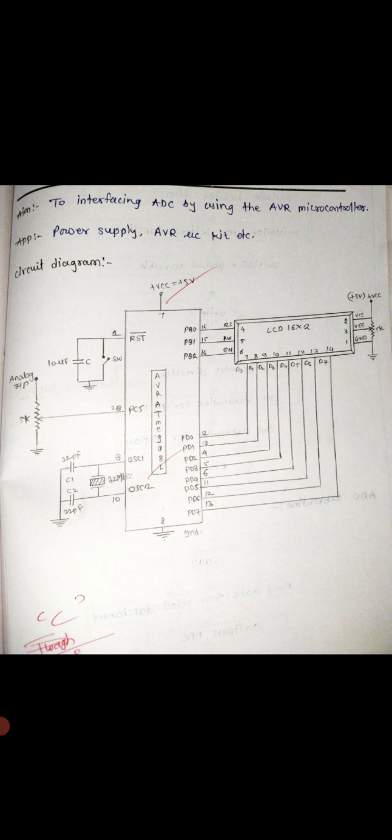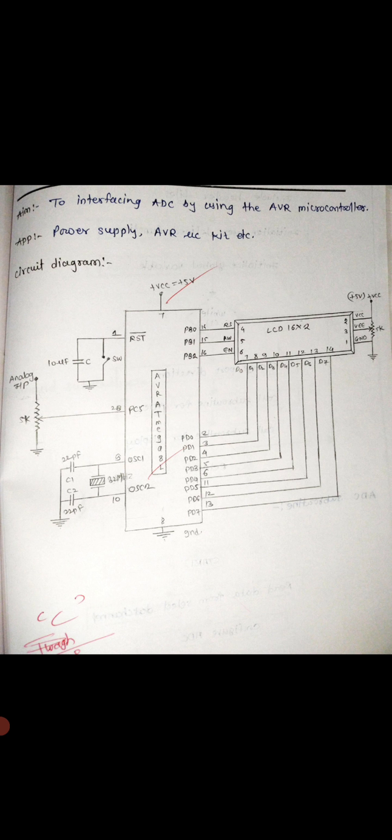A 5K pot is used there. The oscillator pins are pin number 9, the first oscillator pin, and pin number 10, the second. The oscillator circuit consists of 22 picofarad capacitors C1 and C2 and a 32 megahertz oscillator.